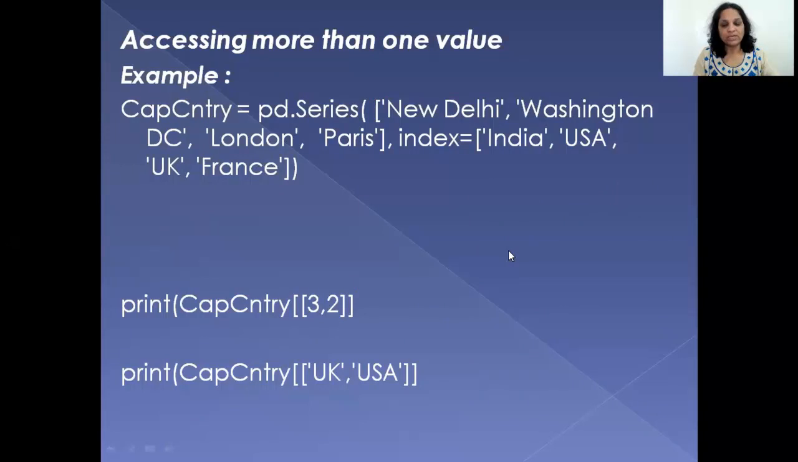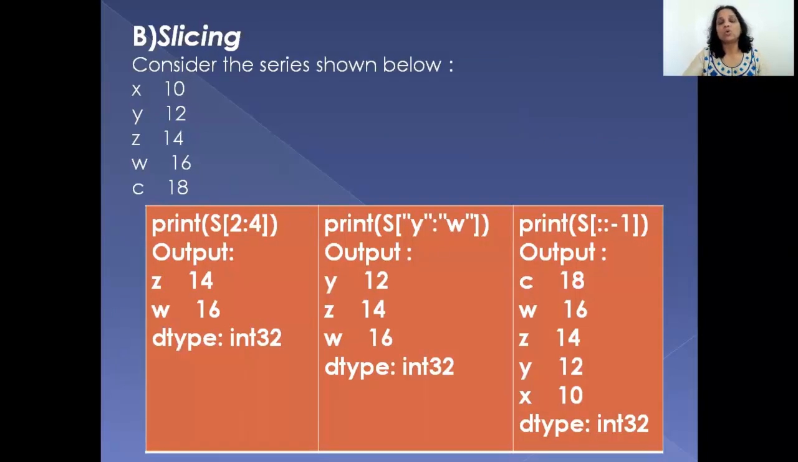Okay. In the first slide, we said that we could access elements using slicing also. So let's talk about slicing. The slicing method is also not new. We have seen slicing in lists and NumPy arrays. The concept is the same, with a small difference because you have two kinds of index, positional as well as labeled. Now here, there is a series given to you.